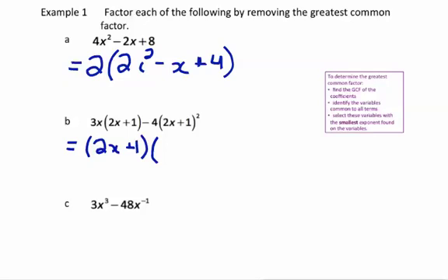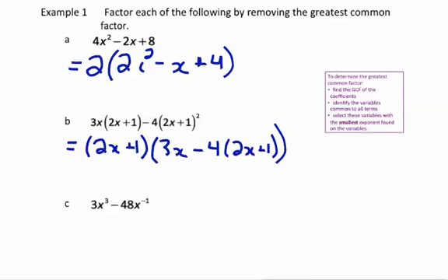From the first term, when we took out 2x plus 1, we had a 3x left over. From the second term, we actually had 2 sets of 2x plus 1. That's what the 2x plus 1 all squared means. So not only do we have the minus 4 coefficient, but we also still have 1 set of 2x plus 1 left over.